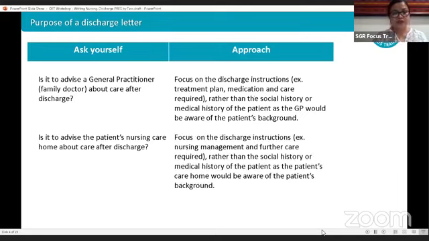For nurses, if your purpose is to advise the patient's nursing care home about care after discharge, then again, your focus should be on the discharge instructions, that is nursing management and further care required by your patient, again, rather than focusing on the social history or medical history of the patient, as the patient's care home would be aware of the patient's background.